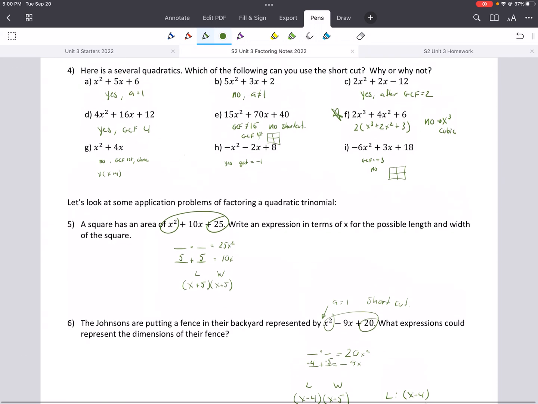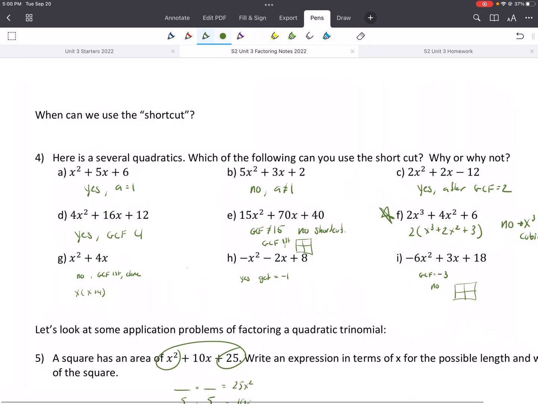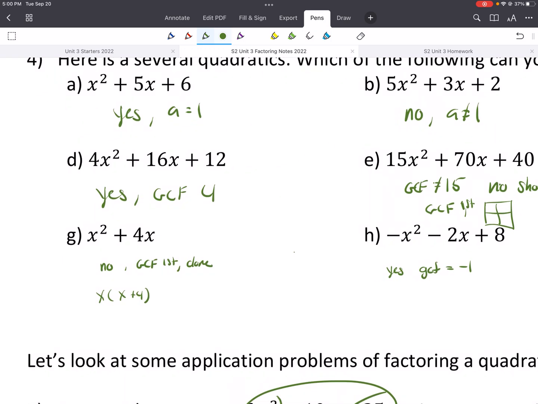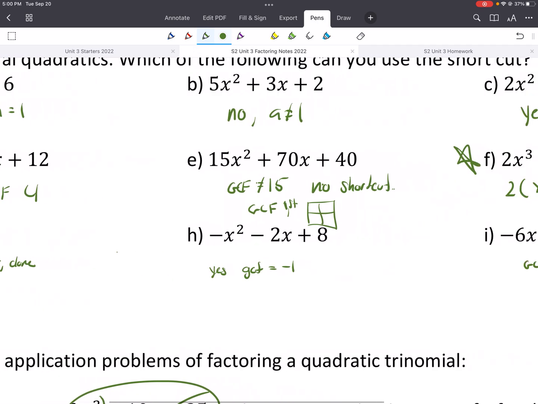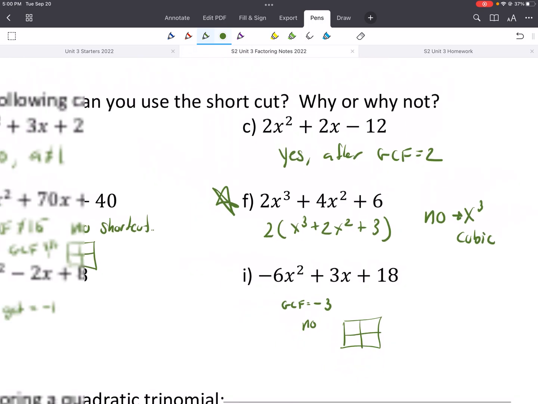If you have questions, please let me know. If you look at the homework, it's going to be kind of like example 4 here. You're going to have different problems. Not all of them can you use the shortcut. If you can't use a shortcut, then you're going to need to use the box. Okay. Also, keep in mind, if it's a binomial, check and see if there's a greatest common factor first. Sometimes you might be able to take out the greatest common factor, but it's not a quadratic, it's a cubic or something more than that. If that's the case, then you're done. Okay, there's nothing you can do, at least in this class. Okay? All right, we'll see you later.